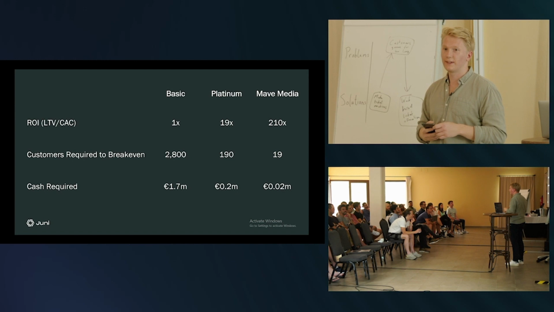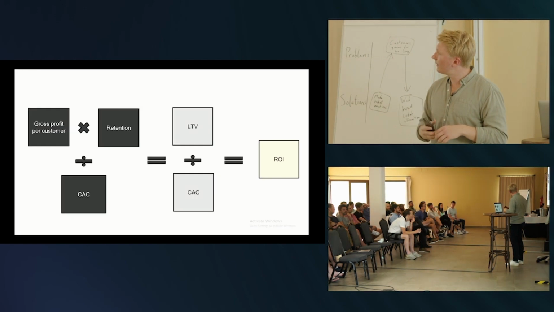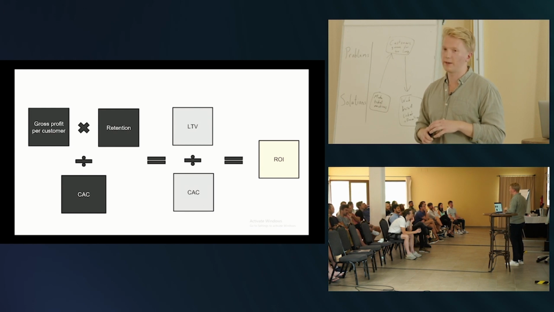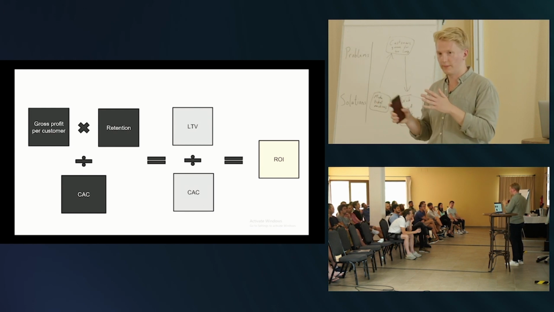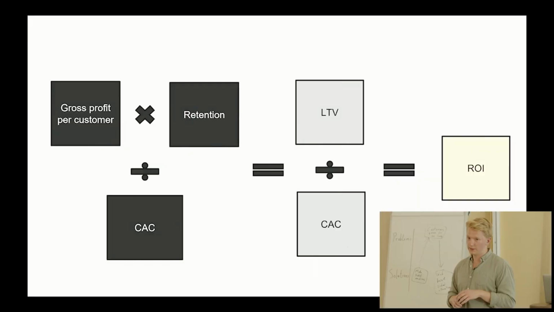Lifetime value. LTV is the gross profit per customer that you make times the time that the customer is on the platform. So if a customer stays for 5 months, and we make a gross profit of 100 per customer, then the lifetime value is 500. If you divide that by the cost of acquiring the customer, you get an ROI metric. That way we can calculate it.